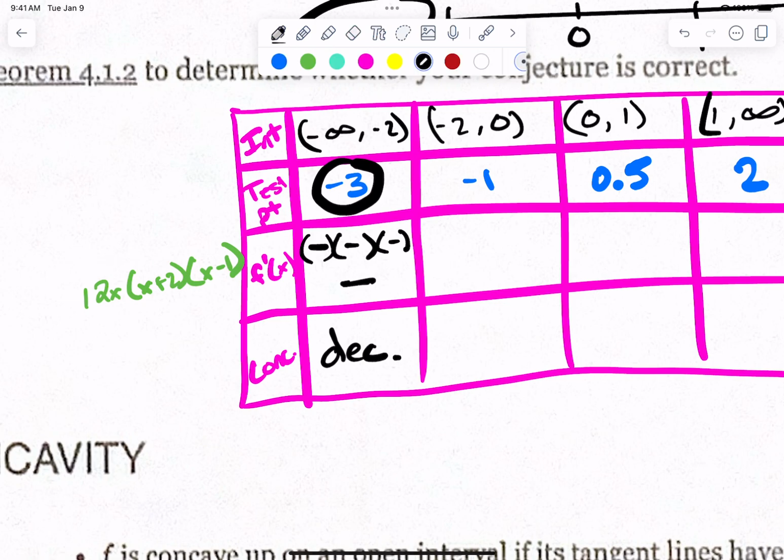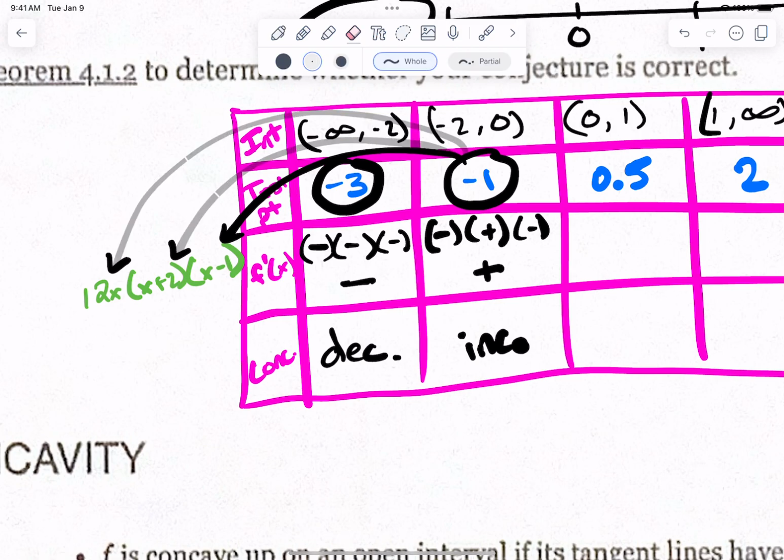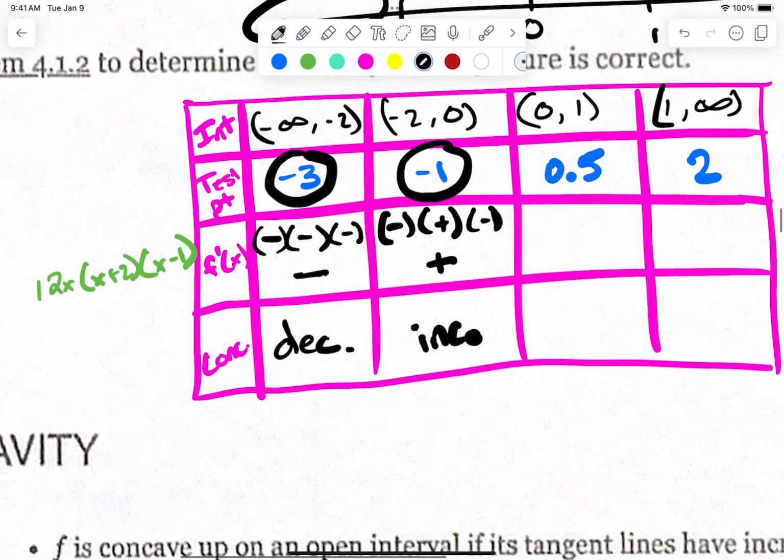Now we're plugging negative 1 in. 12 times negative 1 is negative. Negative 1 plus 2 is positive. Negative 1 minus 1 is negative. Negative times negative is a positive, times a positive is a positive. So it is increasing then. We don't care about the number. We just care about whether it's positive or negative. I added another column.